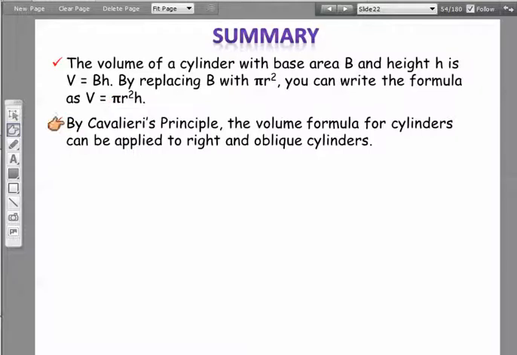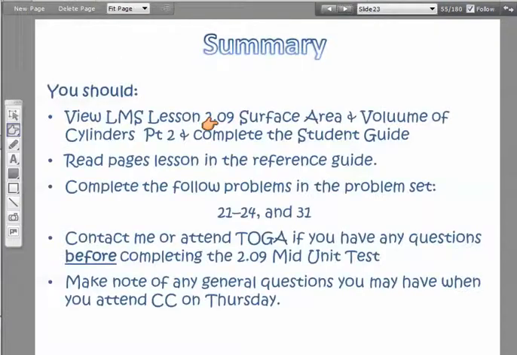And something they talked about in the LMS is by Cavalieri's principle, the volume formula for cylinders can be applied to right and oblique cylinders. So it doesn't matter if it's leaning or not, we can still use that formula.